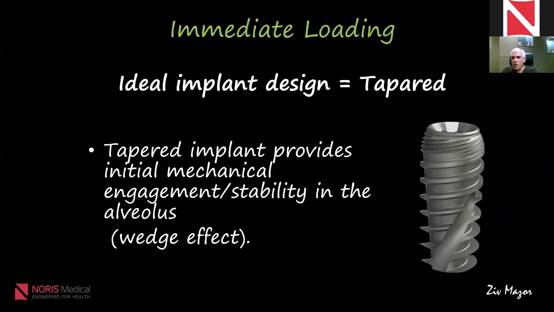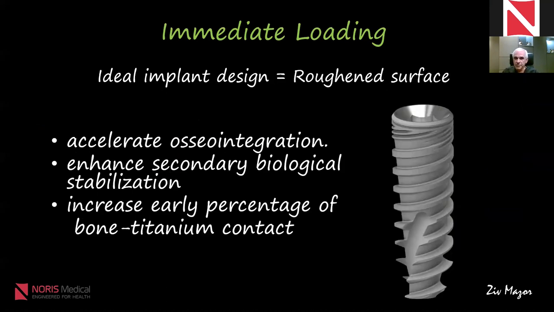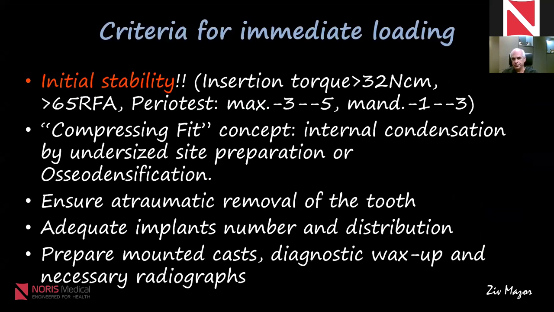So when we talk about immediate loading, what is the ideal implant design? First of all, we are using tapered implants. And a tapered implant provides initial mechanical engagement or stability. And that is what we call the wedge effect. Second, we are using a roughened surface implant that will accelerate osseointegration, will enhance the secondary biological stability, and will increase the early percentage of bone-titanium contact.